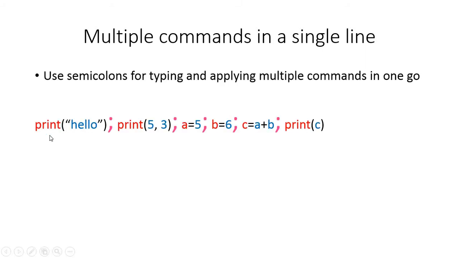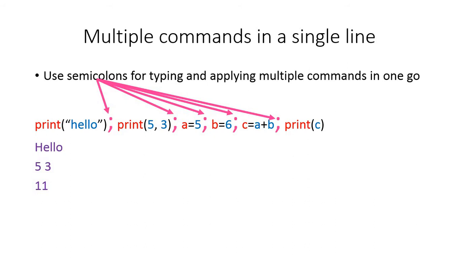Now multiple commands in a single line. For that purpose, you will have to use semicolons. For example, print hello, this is one command, and then you add a semicolon. Then the second command, print 5, 3. The third one is we are going to store a value of 5 in variable A. Similarly, we are storing 6 in B, and then we are storing the addition of these two variables into a C variable, and then we are going to print that C value. The output will be like this.